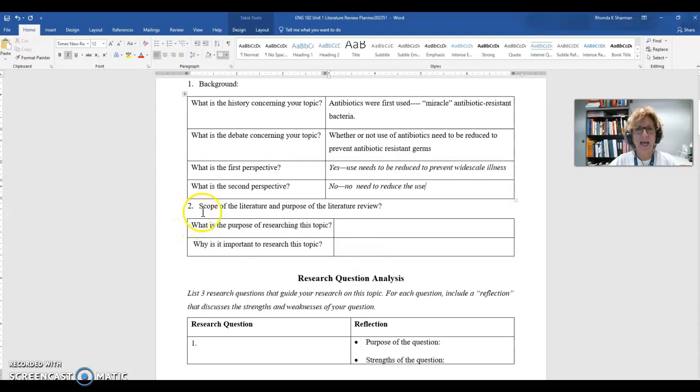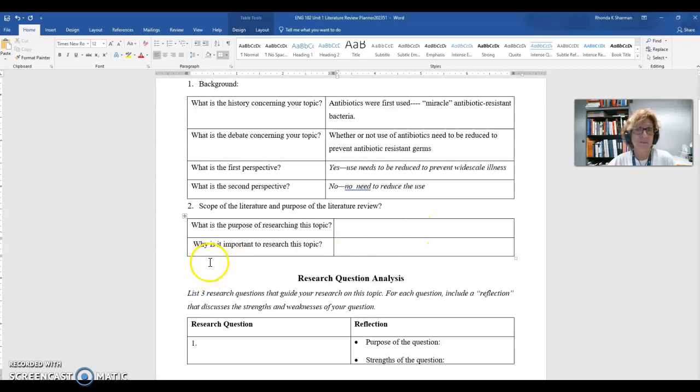The next question asks about the scope of the literature and the purpose of a literature review. And so what is your purpose in researching this topic? For the literature review, it is primarily informational. So you're just trying to get some background knowledge about what is happening with this debatable issue. So you would explain that here.